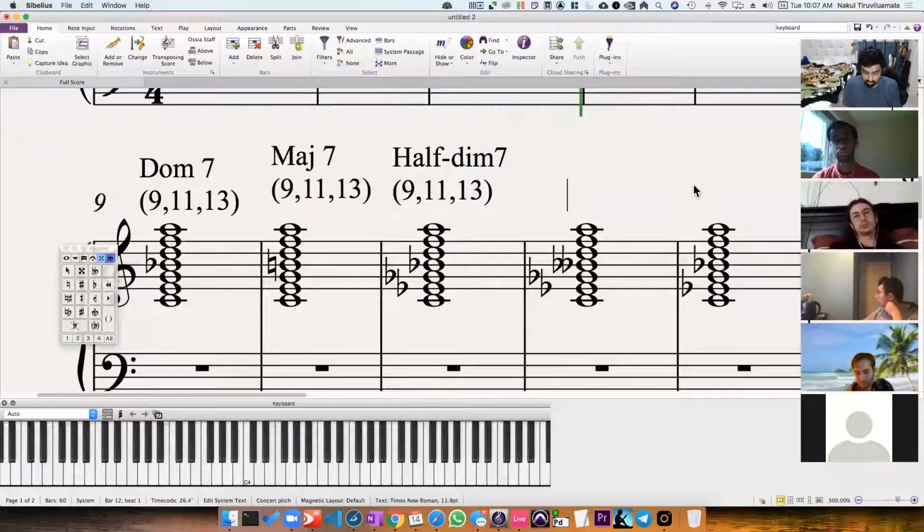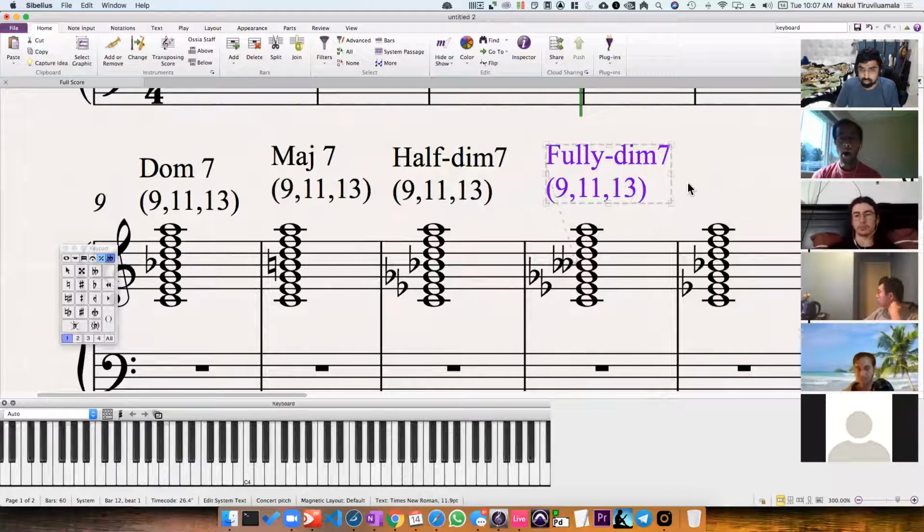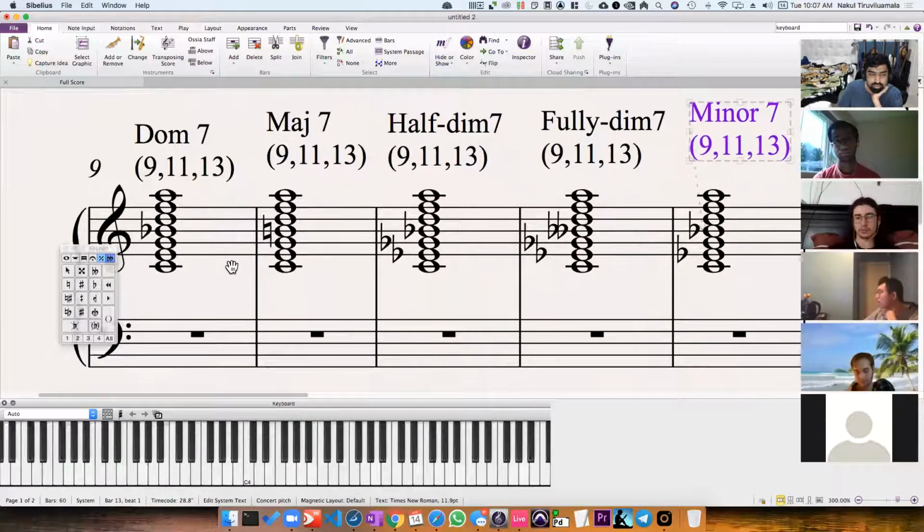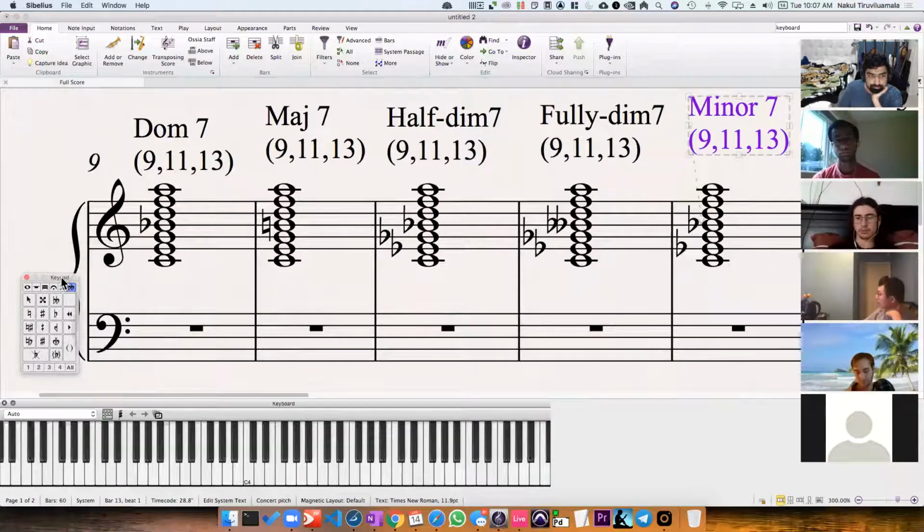So this one right here is a C fully diminished 7, 9, 11, 13. And this one right here is minor 7, 9, 11, 13. Okay? So that's basically what I have to say about that.